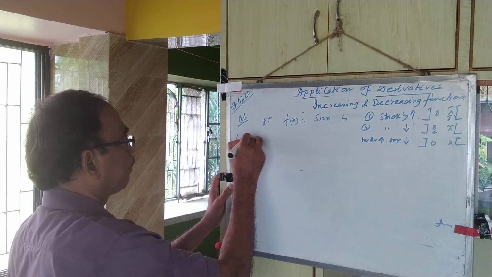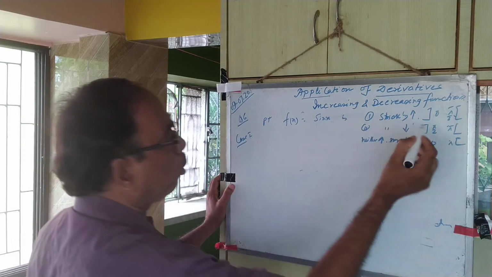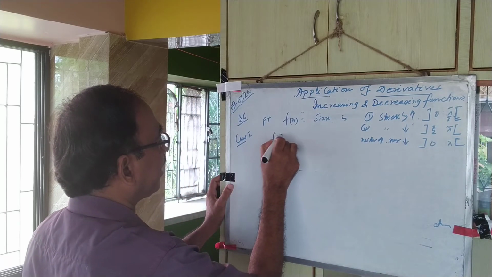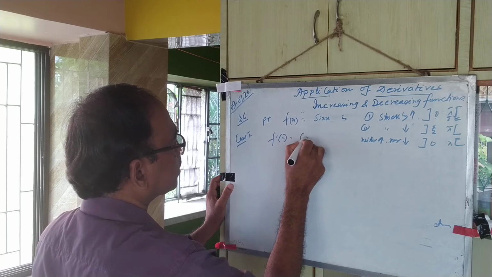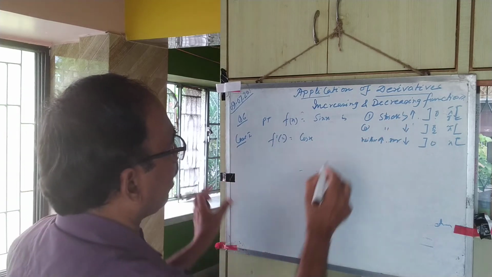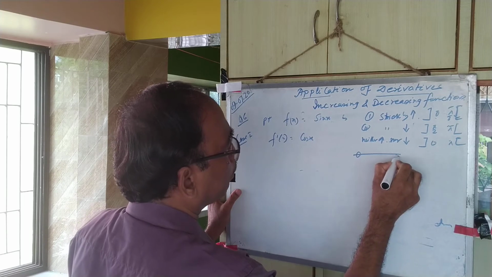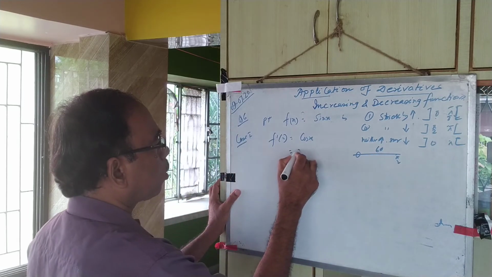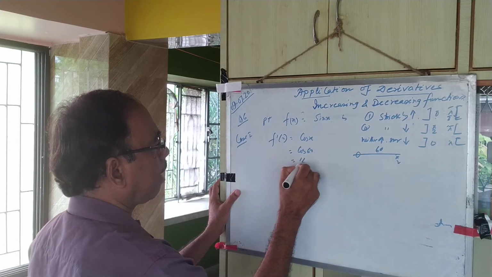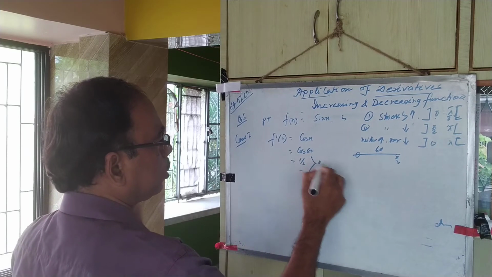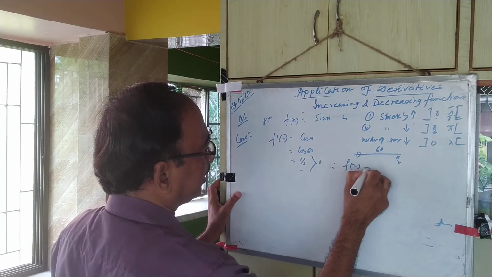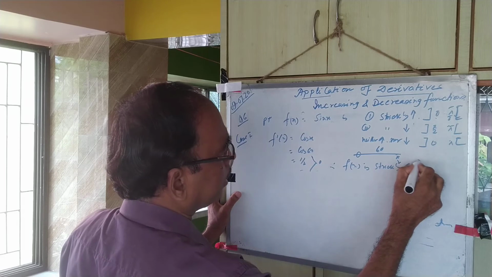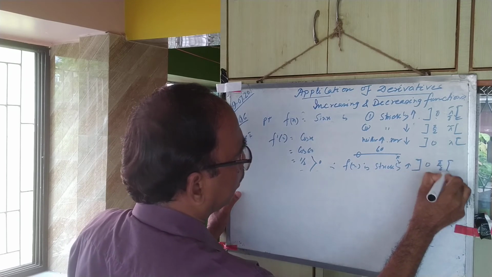Case 1. Here you have to prove in this open interval. So here f dash x equals cos x. Within the interval 0 to pi by 2, suppose we take 60 degrees. Cos 60 is half, which is greater than 0. Therefore f(x) is strictly increasing within 0 to pi by 2.